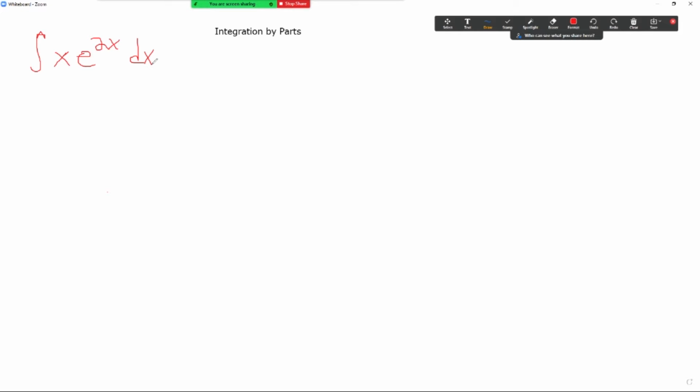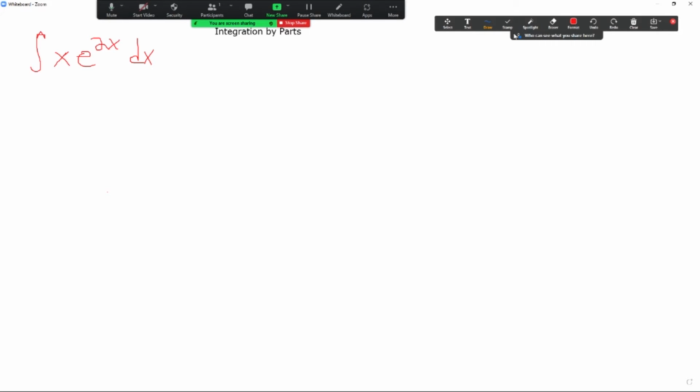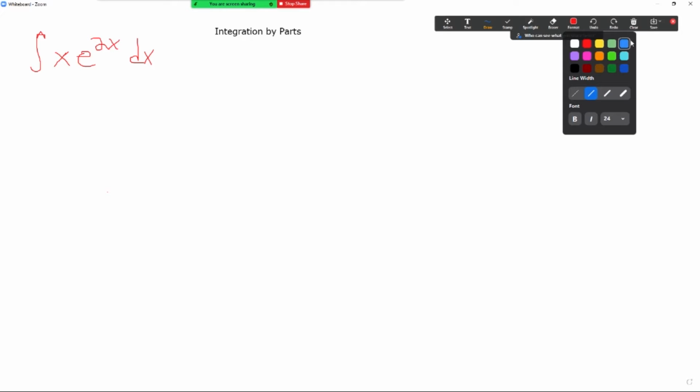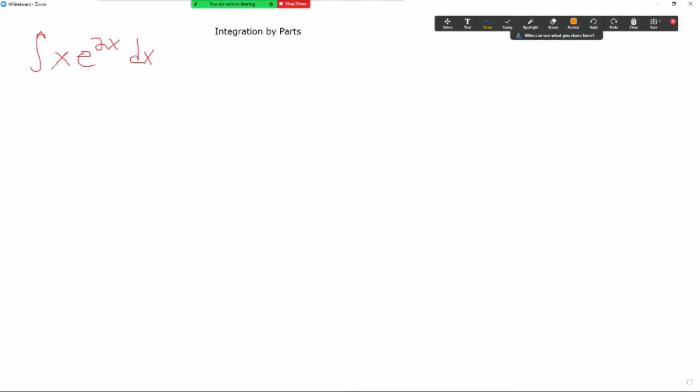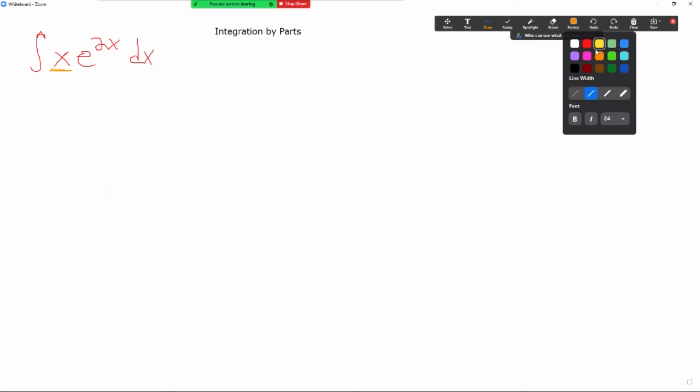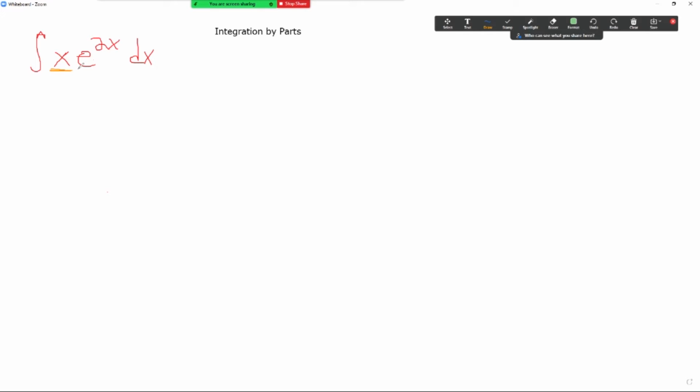So the first thing you always think about with integration by parts is I have two functions inside of my integral. And the idea is that we like to use these little letters u and v. So the idea is you have two functions. I'm going to highlight these in different colors. I want you to notice you have a polynomial and you have an exponential.